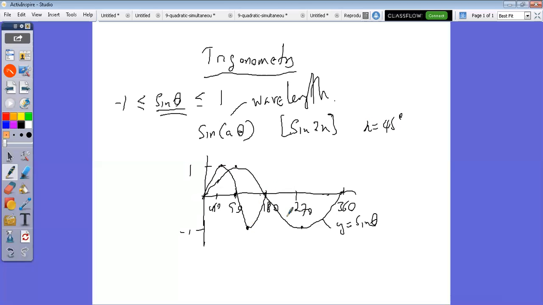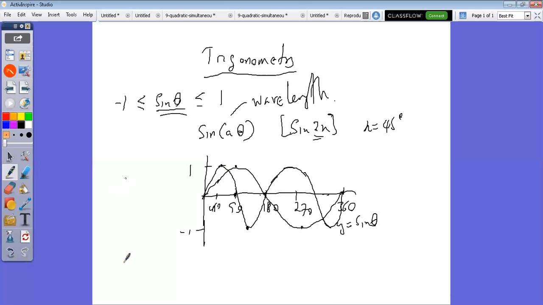You have a complete wave. Sine 2, okay, I hope it's making sense. So instead of having one wave here, I'm going to have, okay, like this. That's what I mean. y is equal to sine 2 theta. So in general, okay, I wanted to show you this.